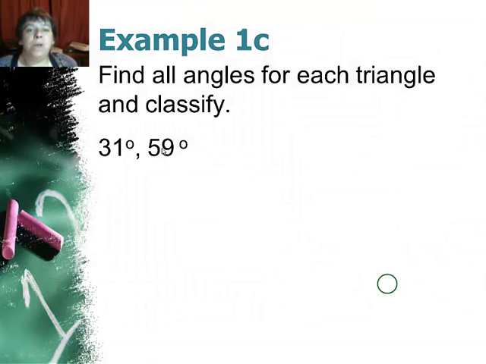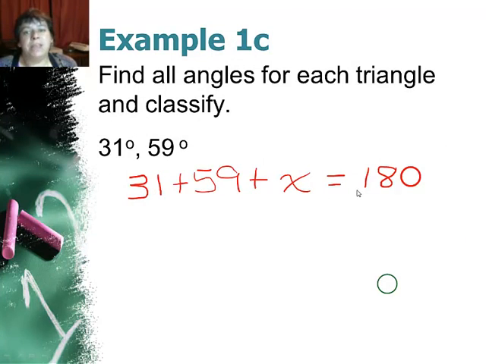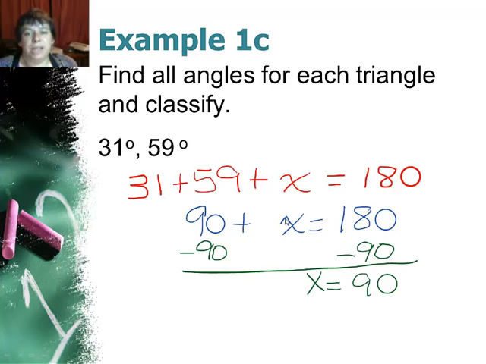Now I have 31 and 59 degrees. So again, same steps. Add the angles, set equal to 180. Combine like terms, 90 plus x is 180. Subtract 90 from both sides, and I get x equals 90. The largest angle is 90 degrees. Since it's exactly 90 degrees, this is a right triangle.